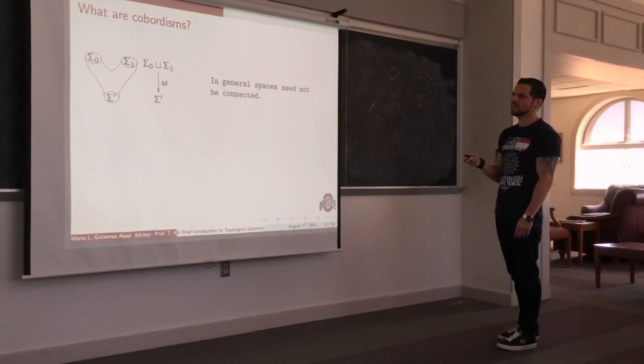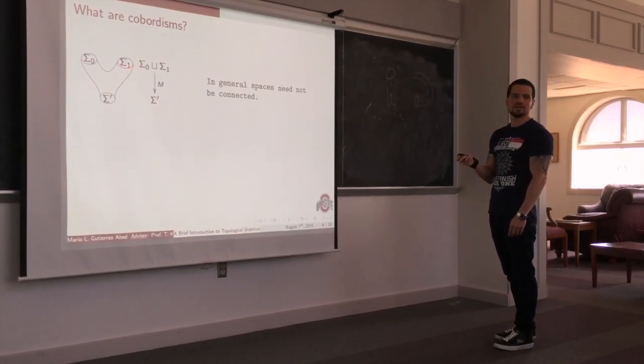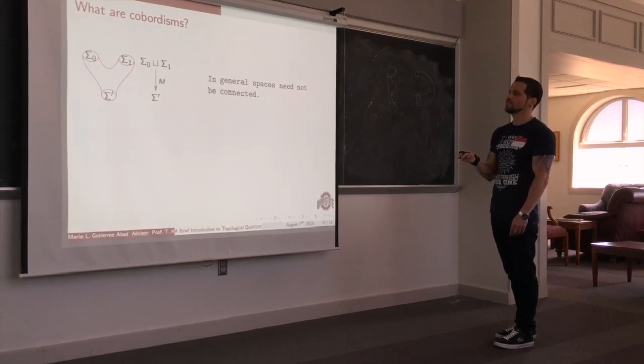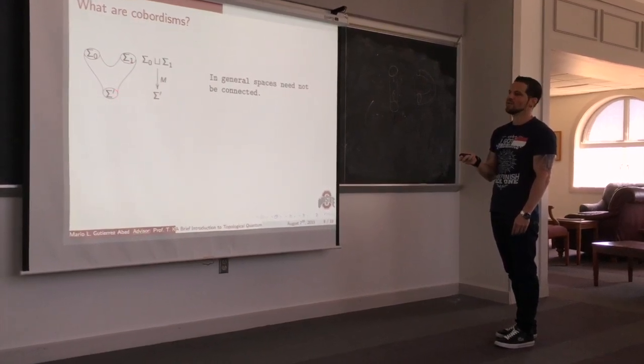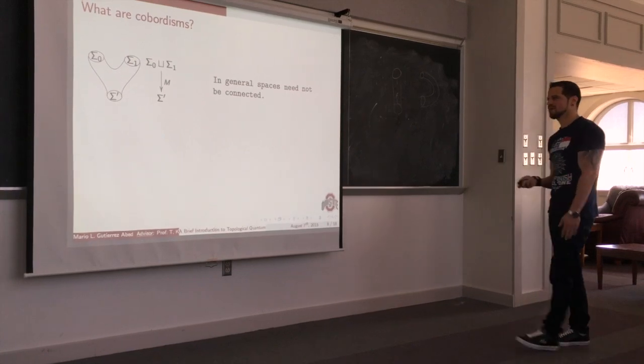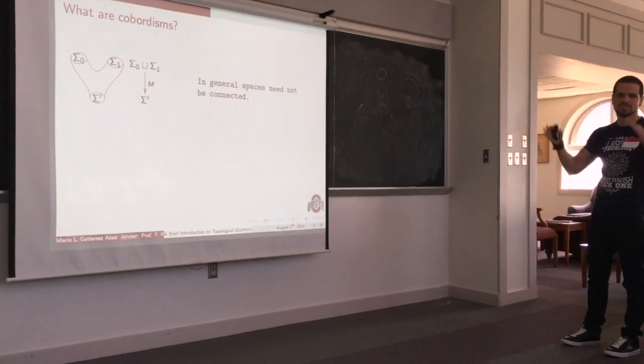So you can think of, let's say, this is you, and this is your partner, and you haven't met yet, and in a few years you meet, and this is where the happy ending occurs. You can think of it that way. So the cobordism is space-time, you know.